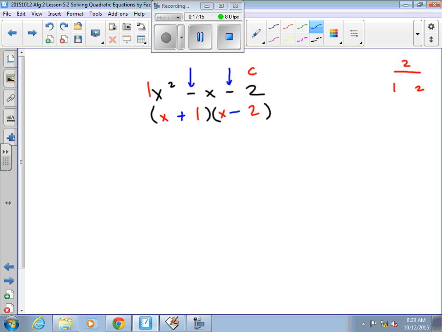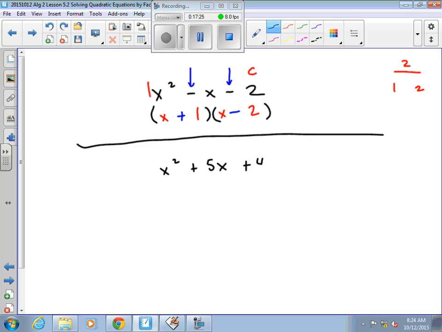Okay, below that one, let's factor another one that we just want to practice factoring for the next several minutes. X squared, this is another easy one, plus 5x plus 4. Factor that one. Take about 30 seconds.